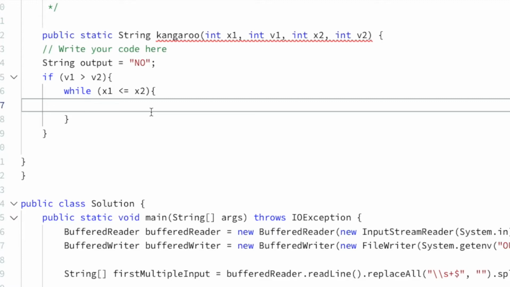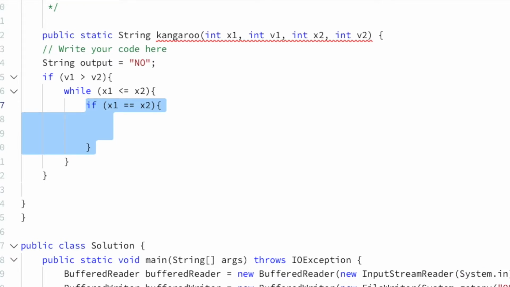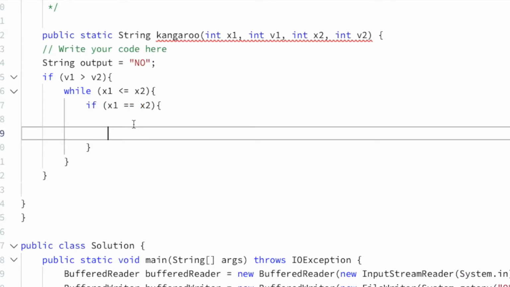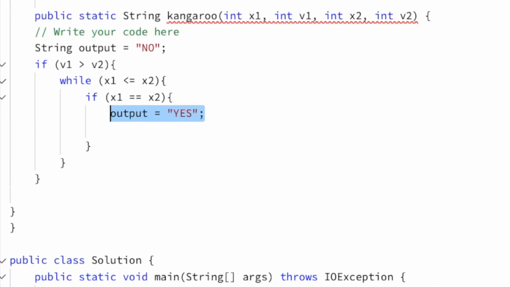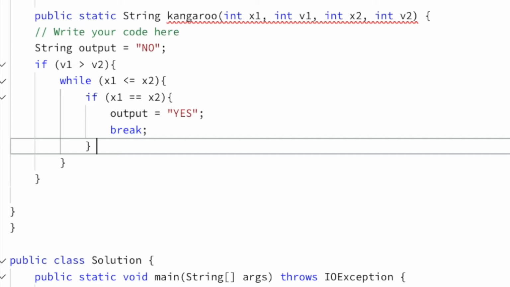And what is it looking for in this while loop? Well, it's looking to see if the location of the two kangaroos is ever the same. So what happens if that happens? Well, we output yes, of course. And we also give it a break, because there's no point carrying on here; we've got the output that we're looking for.